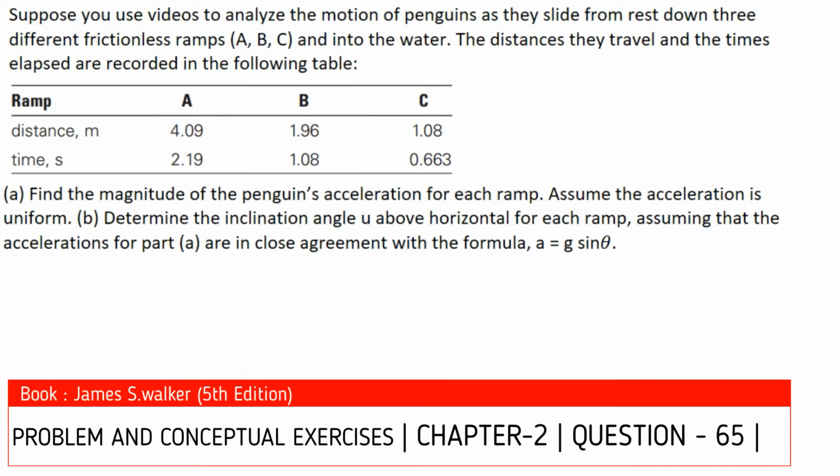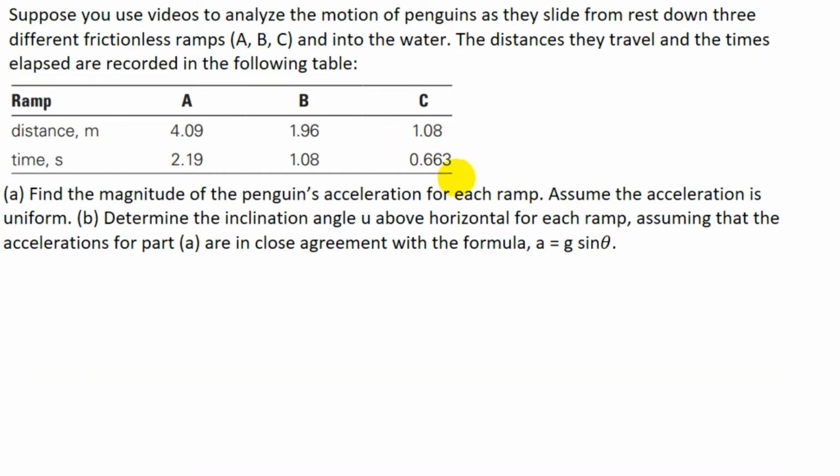Here the question says that suppose you are using a video to analyze the motion of penguins as they slide down a ramp. There are three ramps: ramp A, ramp B, and ramp C. The distance traveled by the penguin on ramp A is 4.09, and the time it took to cover this distance is 2.19. Similarly, for ramp B, the distance covered is 1.96 and the time taken is 1.08 seconds. For ramp C, the data is also given.